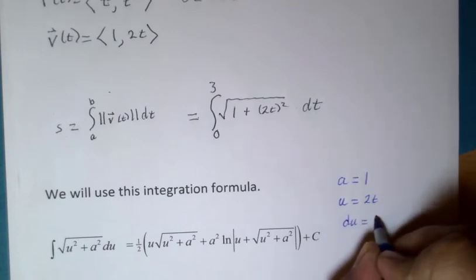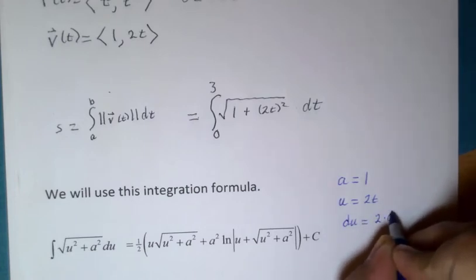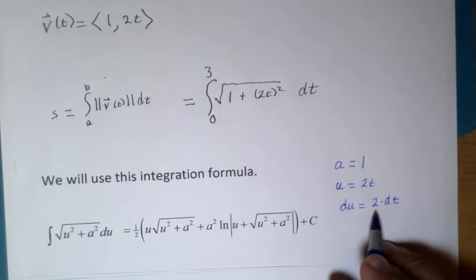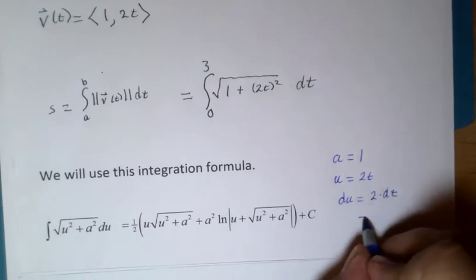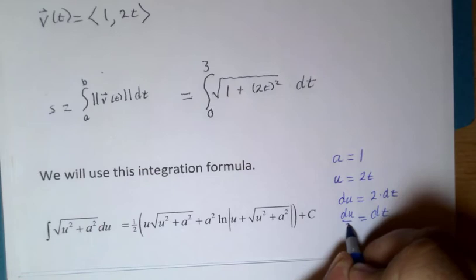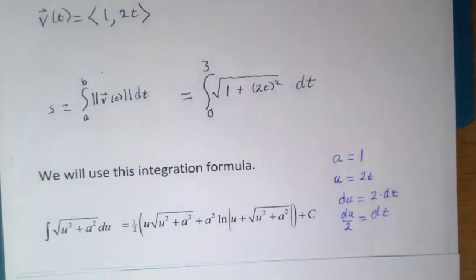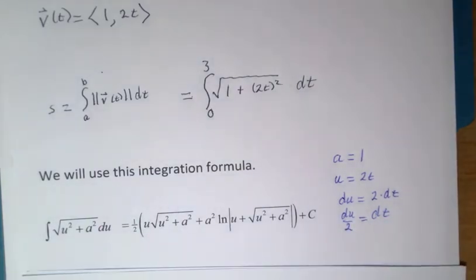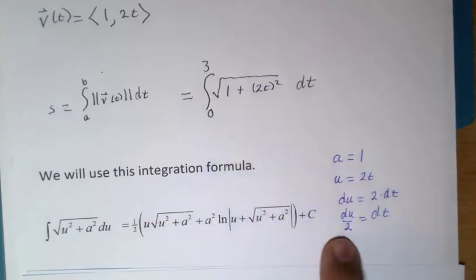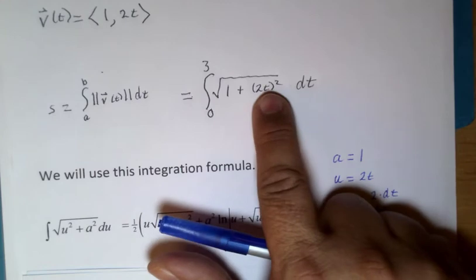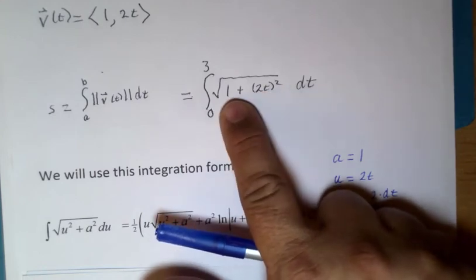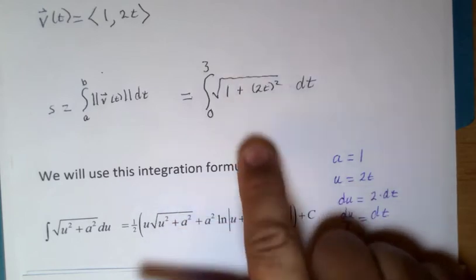Well, that would be 2 multiplied by dt, and if I want to know what dt is, I guess that would be du divided by 2. So I have dt, I can replace dt with this. This is going to become u squared, and that'll be 1 squared, or a squared as the formula says.